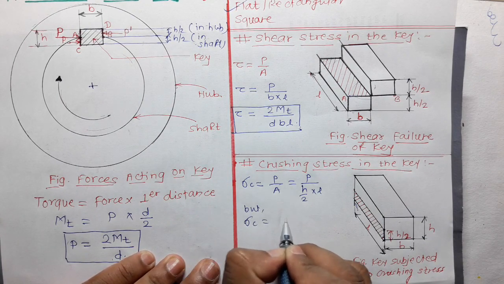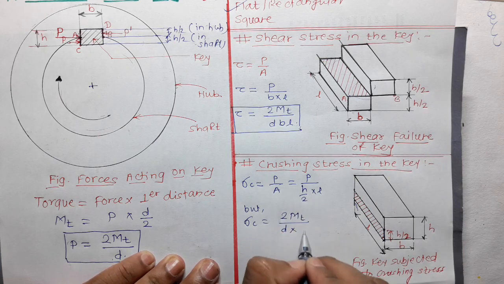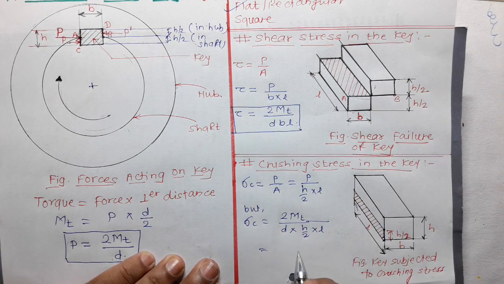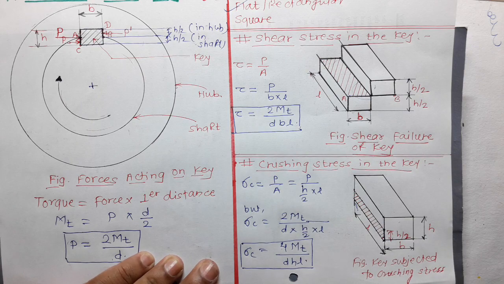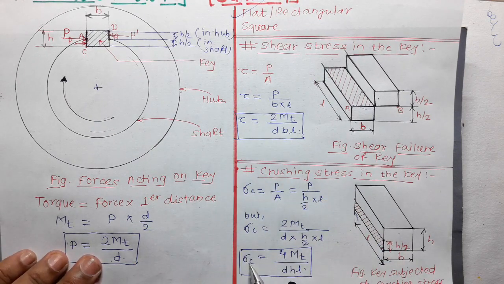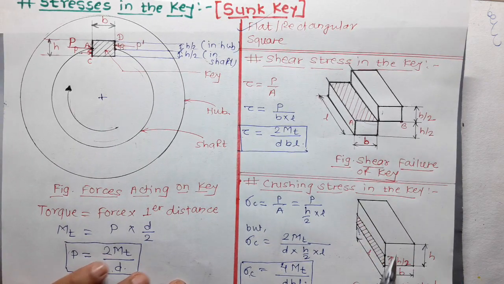So sigma c is equal to P, which is twice Mt upon D, into h by 2 into L. We have to simplify this a little bit. Take this 2 in the numerator, so it becomes 4 Mt upon D H L. So this is the equation of crushing stress in the key. The equation of shear stress is twice Mt upon d B l, and the equation of crushing stress is 4 Mt upon D H L, by assuming that this is a rectangular key.